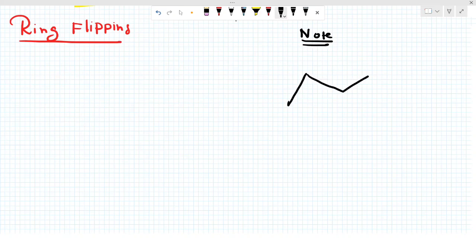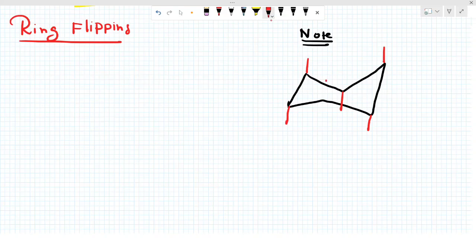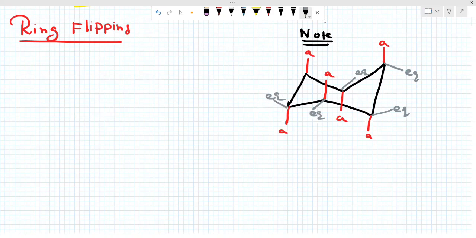Now see this one. It's a cyclohexane. I can draw these lines. In this cyclohexane, this is 1, this is 2, then 3, 4, 5, and 6. They are axial bonds. And these are equatorial bonds. This is an equatorial bond, and this one, and this one, each of these is an equatorial bond.